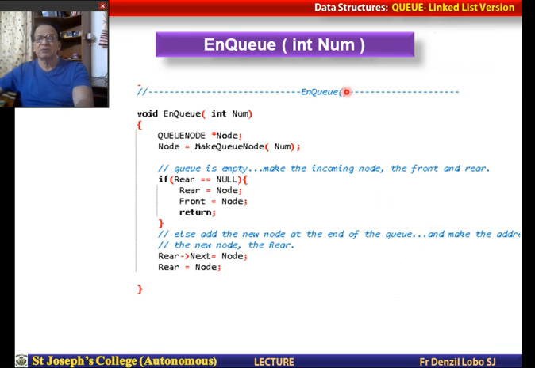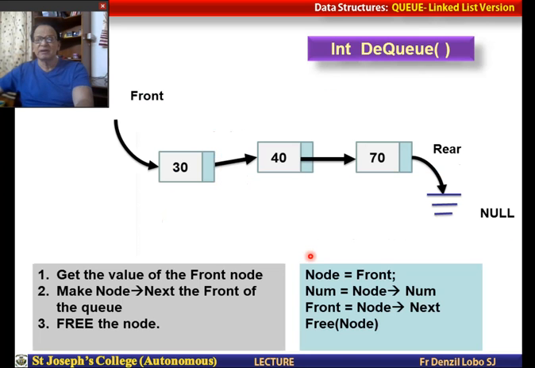So here is the code now, enqueue. If rear is null, make rear and the front the new node which is created. Otherwise you say rear next is equal to node and rear is equal to node, that is new node. So simple as that. With that we come to dequeue, deleting. So we have to delete this node as we have done earlier. So get the value of the front node, that I'm getting here. Node is equal to front.